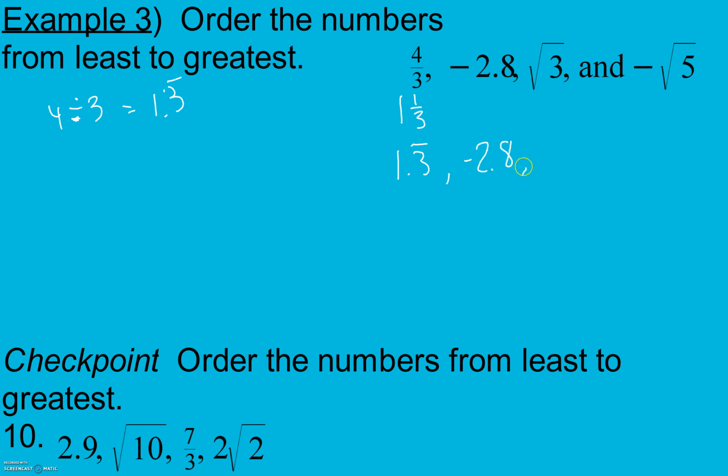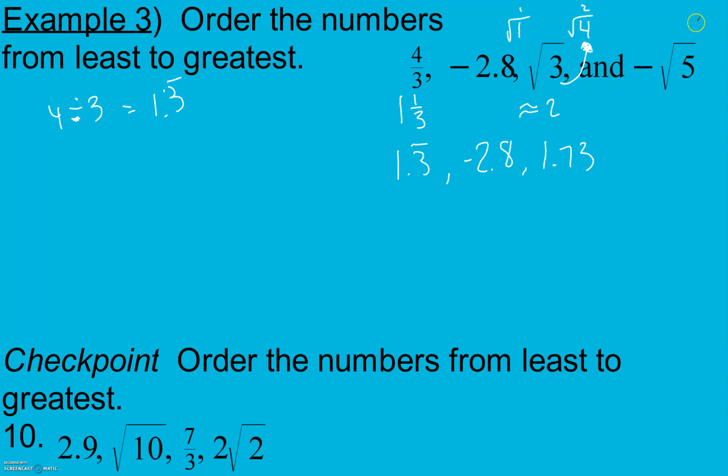Negative 2.8 is already a decimal. The square root of 3 we know is in between 1 and 4. 3 is in between 1 and 4, so its square root is in between 1 and 2. And it's going to be closer to 2 because 3 is closer to 4. So this is about 2, a little less than. And if we do it as a decimal, the square root of 3 is 1.73-ish.